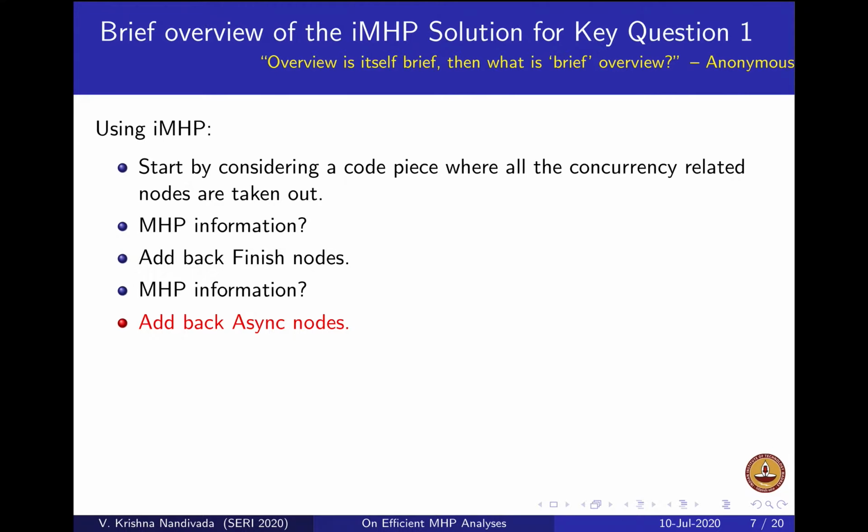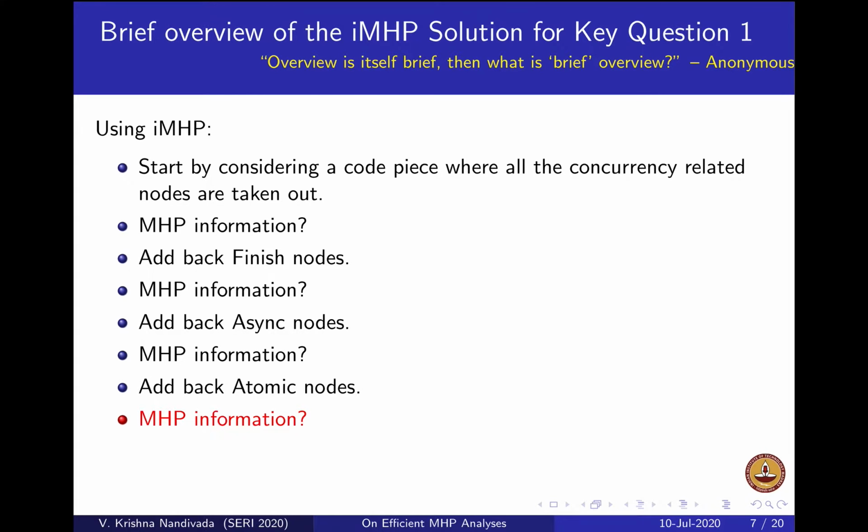Okay, so first the finish nodes are added, then the async nodes are added, and the MHP information is computed. Then the atomic nodes are added. Atomic nodes enforce mutual exclusion between certain sets of async nodes. And now we compute the MHP information after addition of each atomic node. And this is pretty cool in the sense that by computing this MHP information incrementally, by adding these nodes in a certain order, we are able to compute the MHP information for every element in the procedure. Remember, the MHP solution is also an intra-procedural solution. Okay?